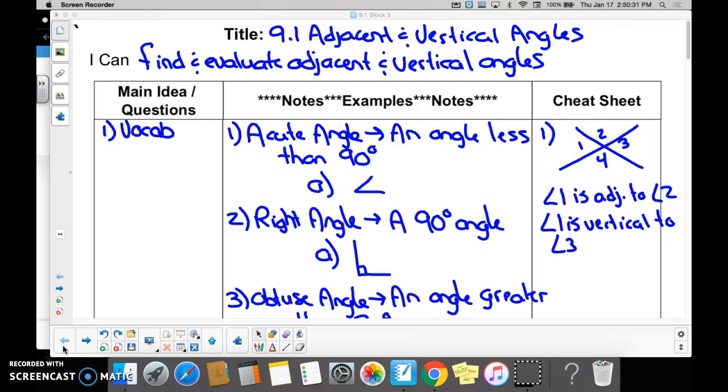9.1 Adjacent and vertical angles. I can find and evaluate adjacent and vertical angles. So our main focus is on adjacent and vertical angles.